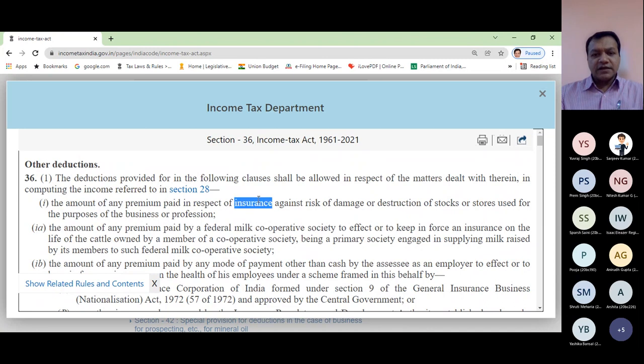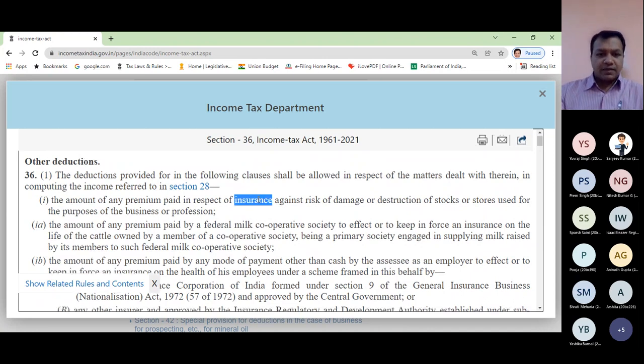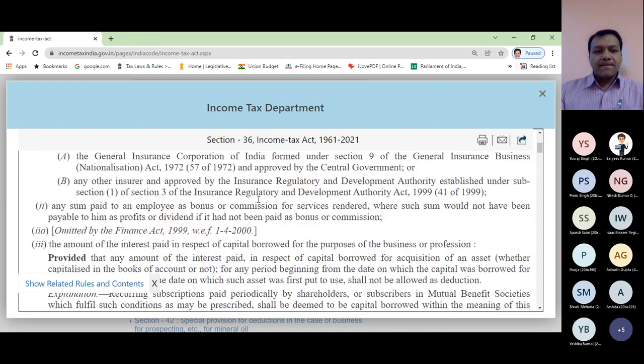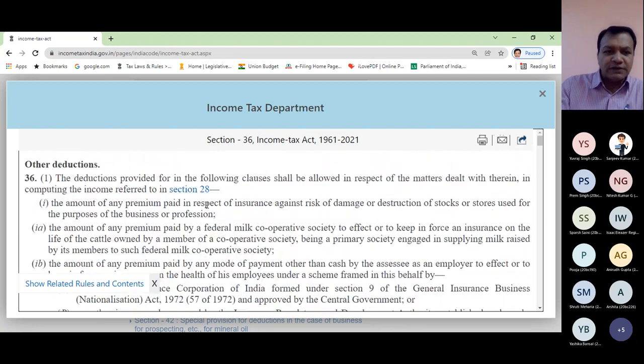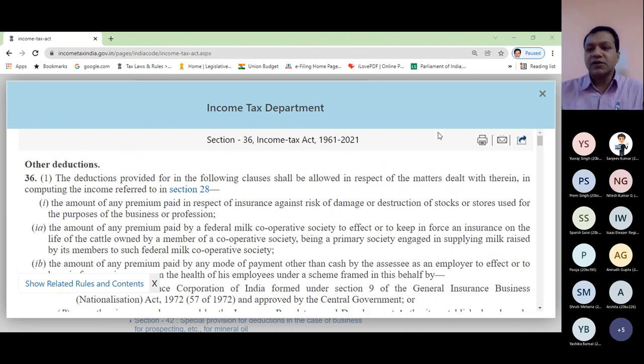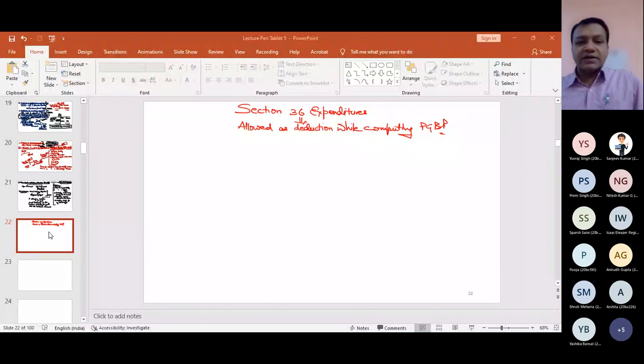Like insurance against risk of damage, bonus or commission to employees, etc. So I wanted to show you this. Now let me start simplifying these clauses. I will tell you the names which you must learn carefully. I'm now discussing section 36, and here the calculation work is not much. You need to learn the names of the expenses. I hope the screen is visible, and please start writing these expenses which are also allowed as deduction while computing PGBP income.